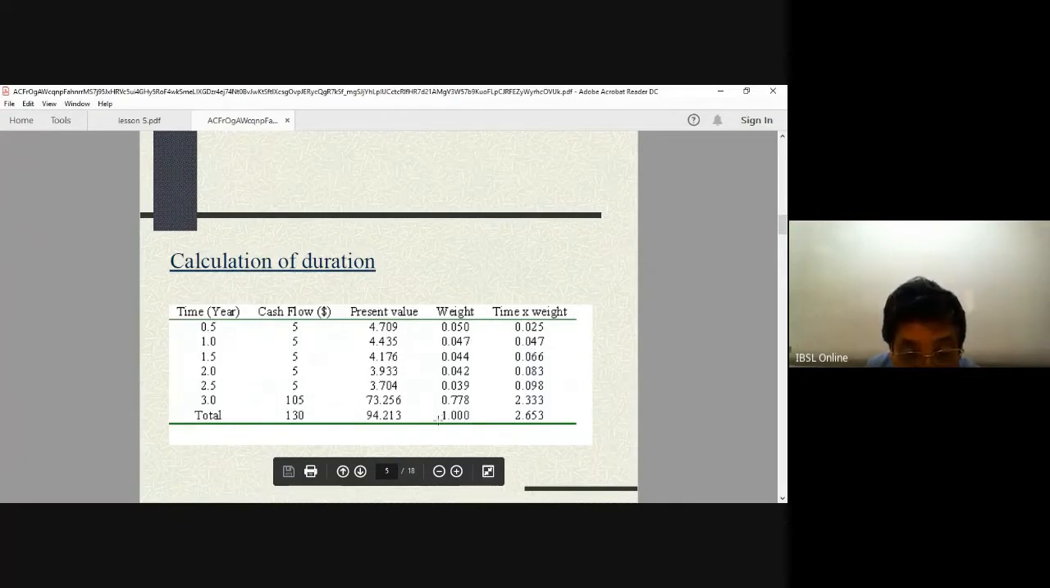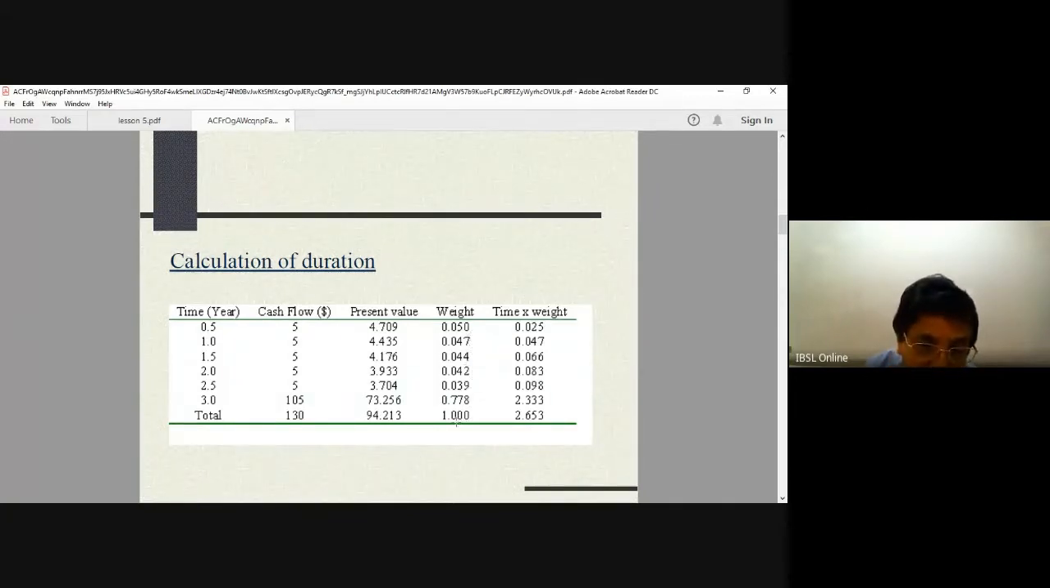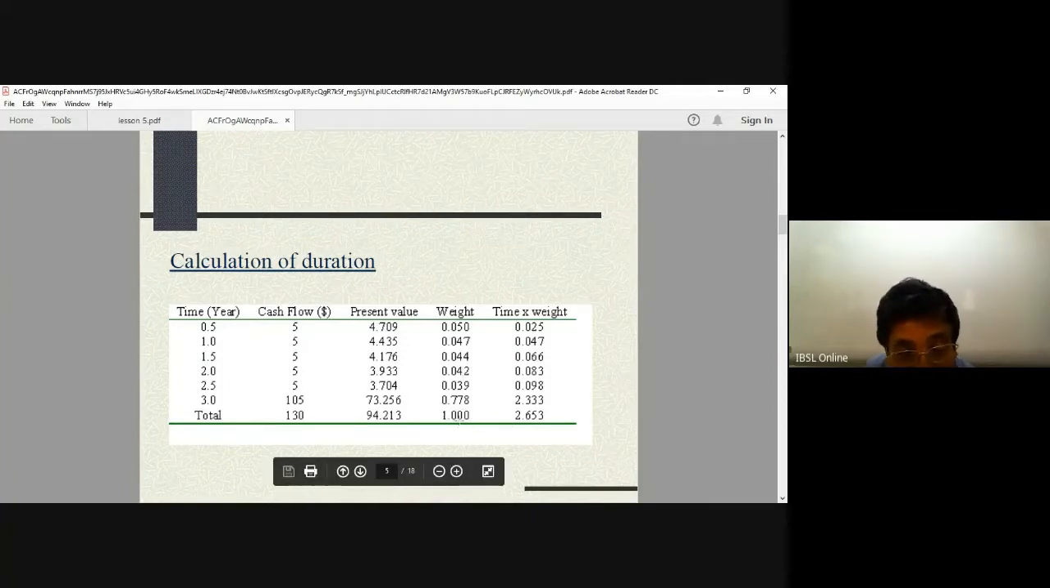If you don't get 1 as the answer, then you might have made a mistake. But if you get the answer as 1, then you are okay with your calculations. But there can be some small difference, like 0.001 or something like that. That you can attribute to the rounding of things. Otherwise, you are wrong if you don't get 1 here.